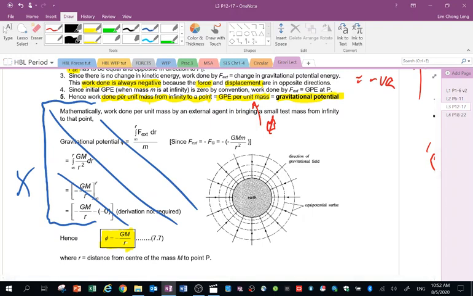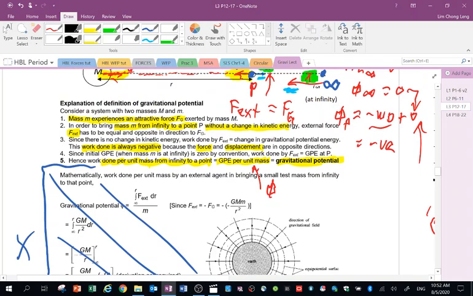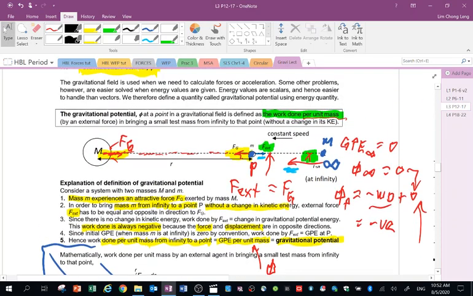Now, I want you to look at this very carefully. This formula contains a quantity called R. Remember, in the definition of gravitational potential, we talk about the work done per unit mass in bringing the small test mass from infinity to that point. The displacement is from infinity, but this time when we do our calculation, R is measured from the center of the planet. Okay, we no longer use X.